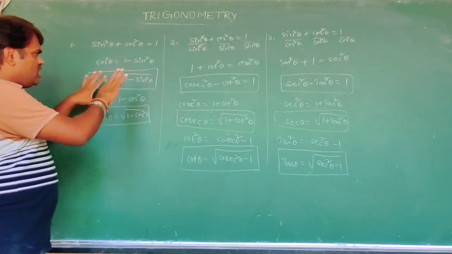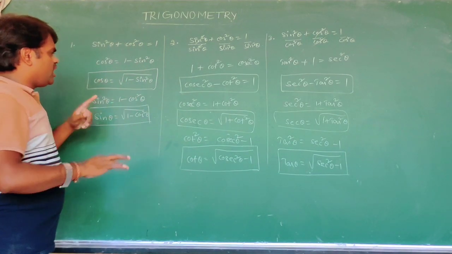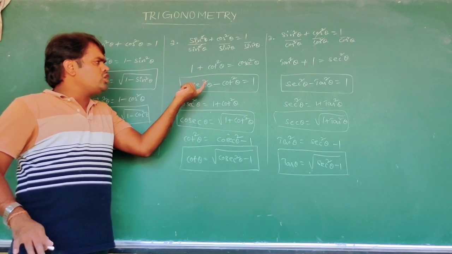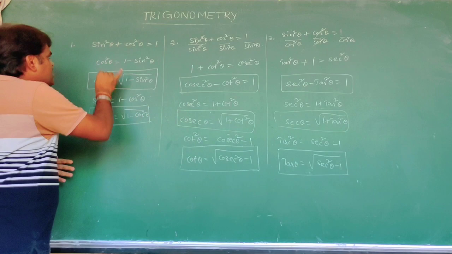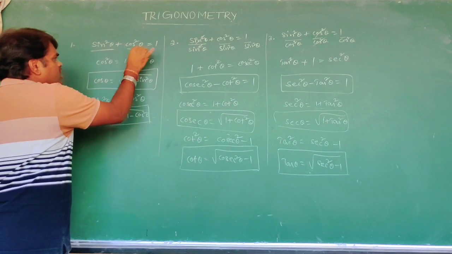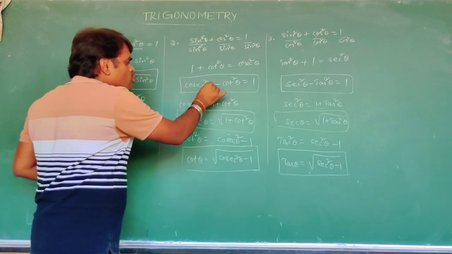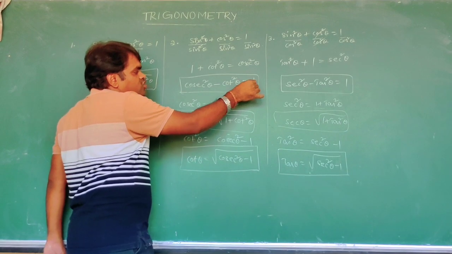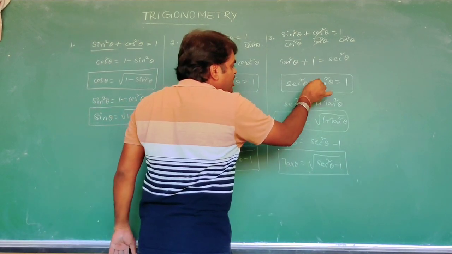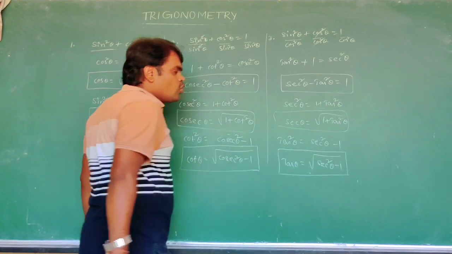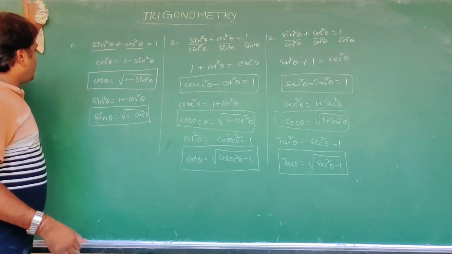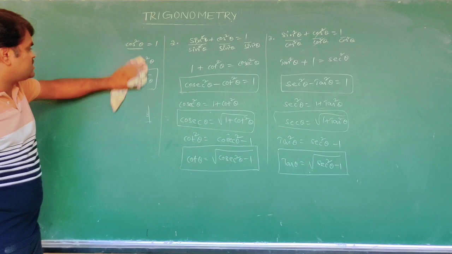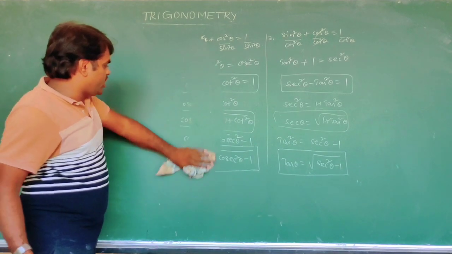Now these are 1, 2, 3. One basic formula is only one; from 2 and 3, the remaining we can easily write. That is sine square theta plus cos square theta is equal to 1. Cosecant square theta minus cot square theta is equal to 1. Secant square theta minus tan square theta is equal to 1. Now we are going to other formulas. They are also very important.